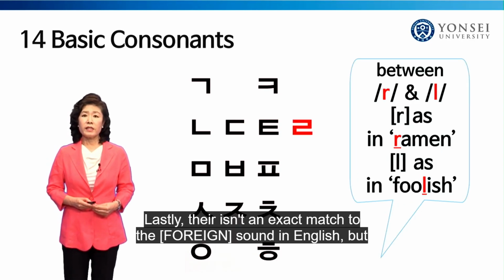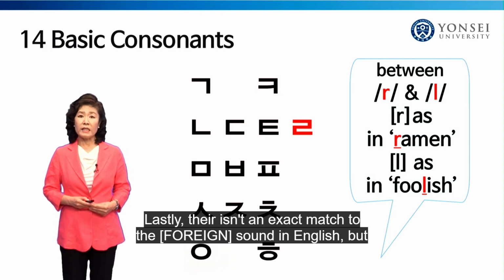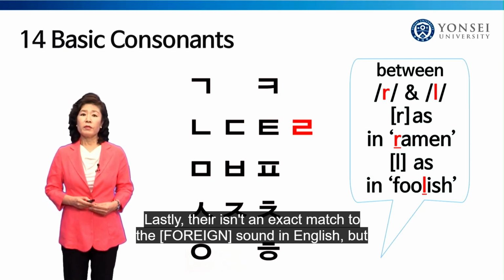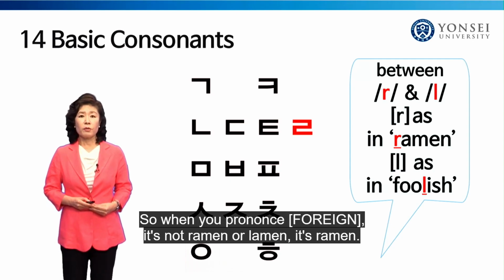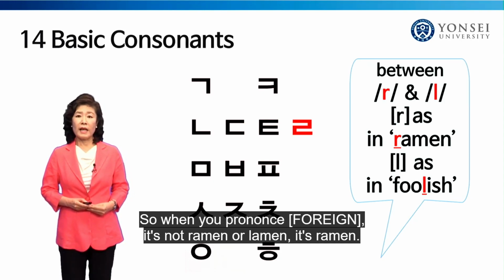Lastly, there isn't an exact match to the lir sound in English, but you can consider it a sound in between the L sound and the R sound. So when you pronounce ramen, it's not ramen or 라면, it's ramen.